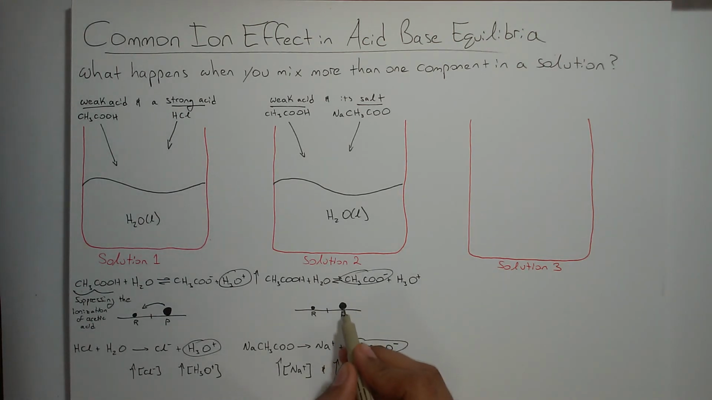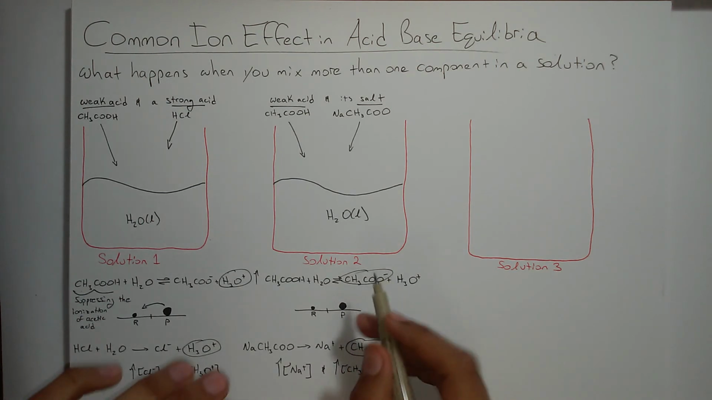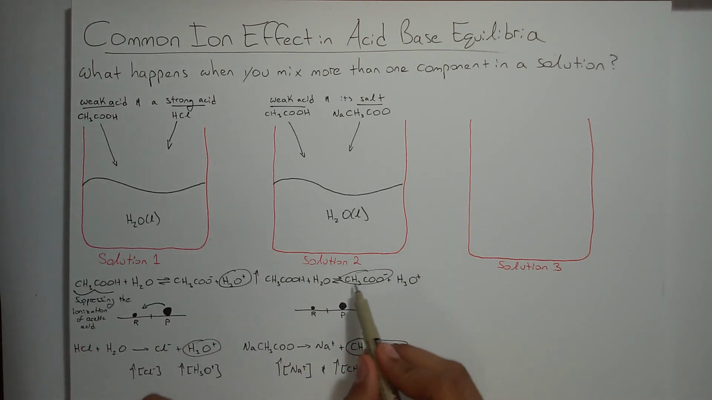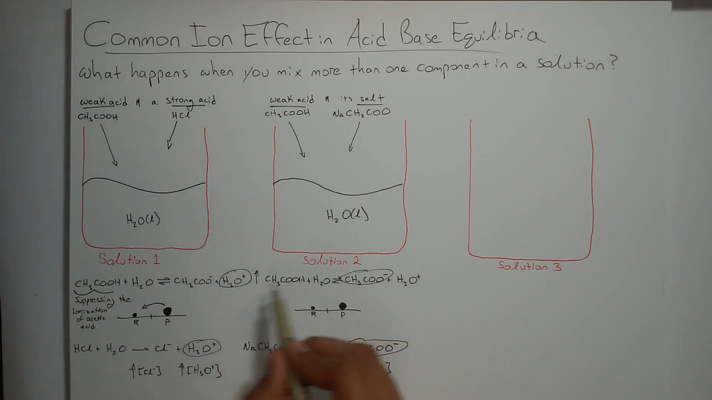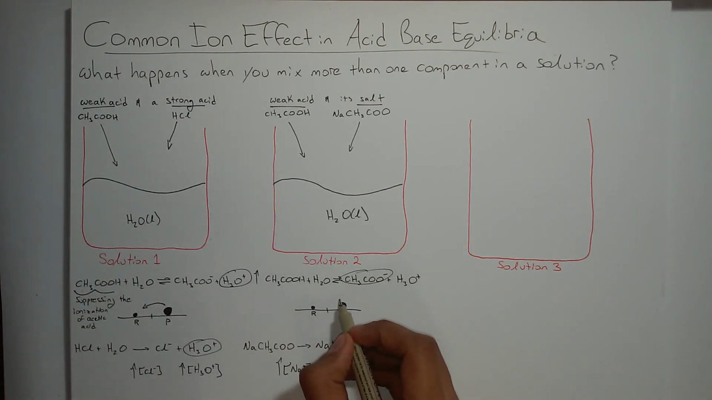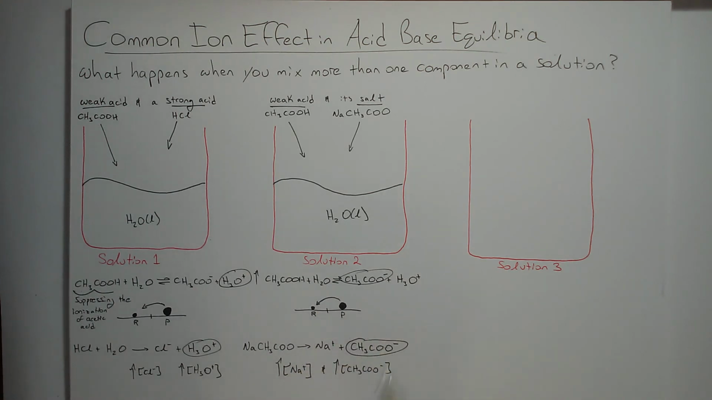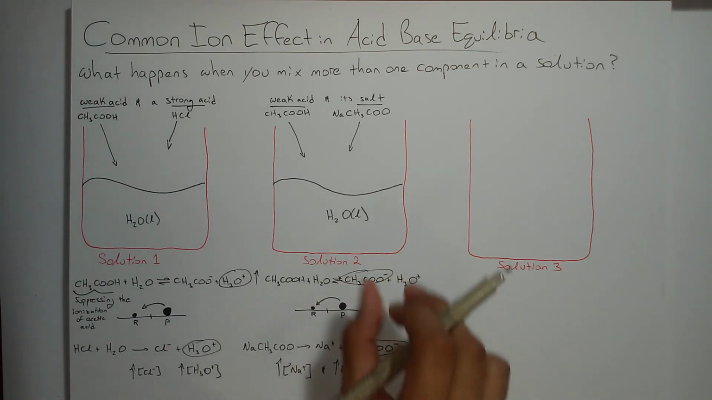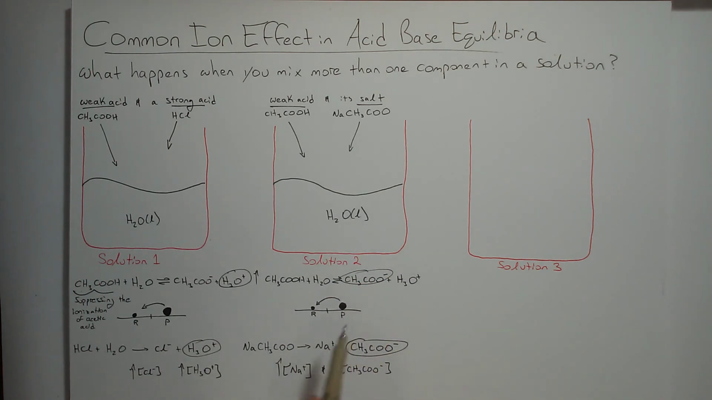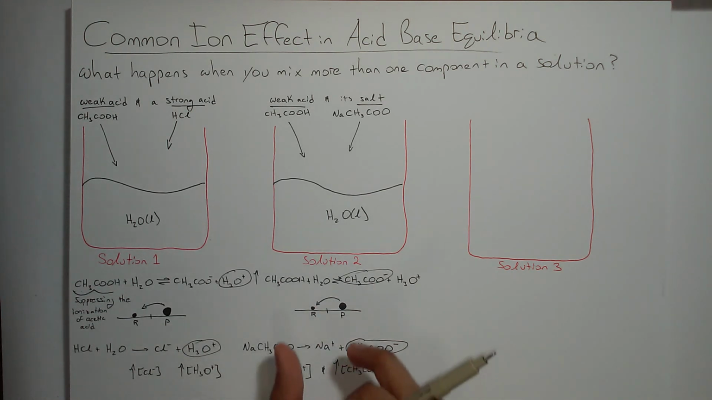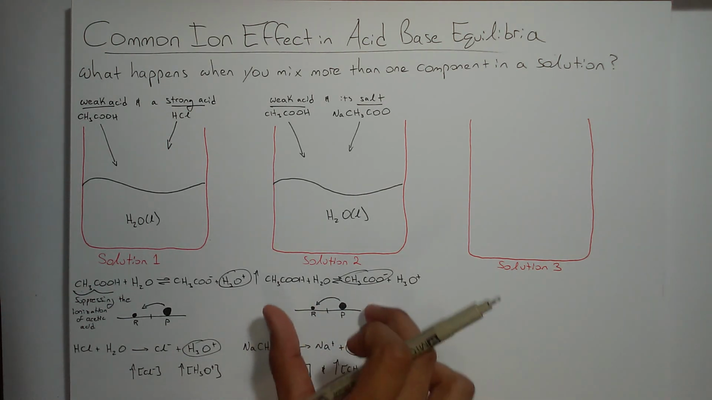Again, if I increase the amount of products in a reaction, how is this reaction going to compensate for an increased amount of CH3COO minus? It's going to want to go in the reverse direction. It's going to want to go from right to left. And why? Because it wants to consume some of that acetate ion. It wants to get rid of it. And again, if you look at the scale, how do I bring the scale back to equilibrium? I've got to take a little bit of the products and put them on the reactant side. Because again, I want a scale that is at equilibrium.